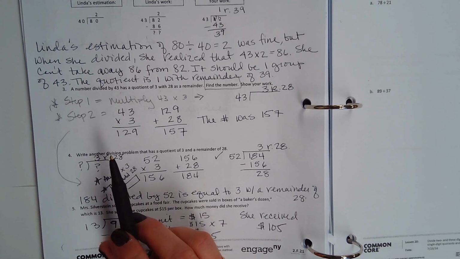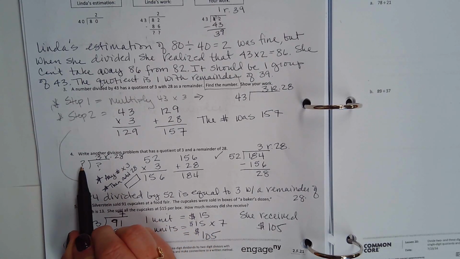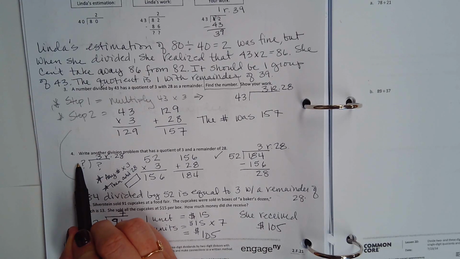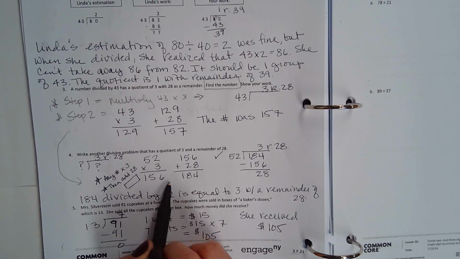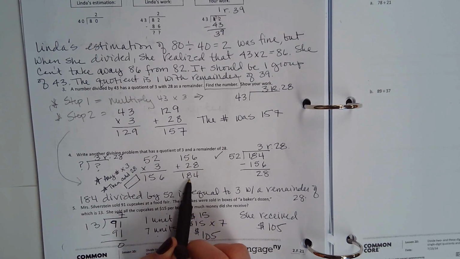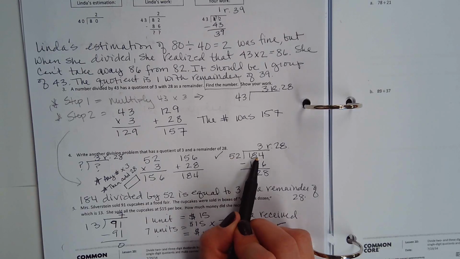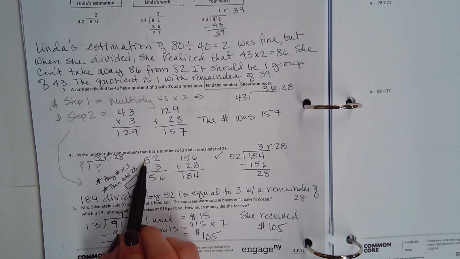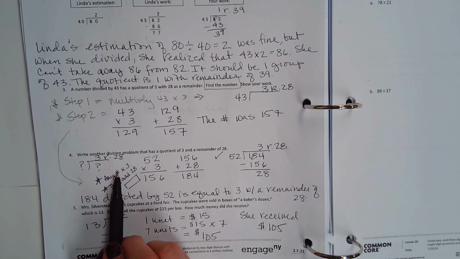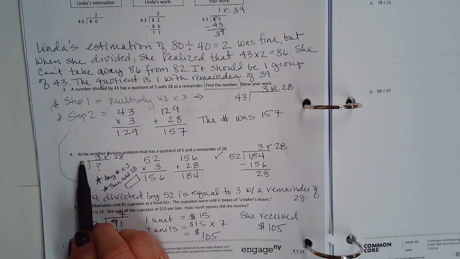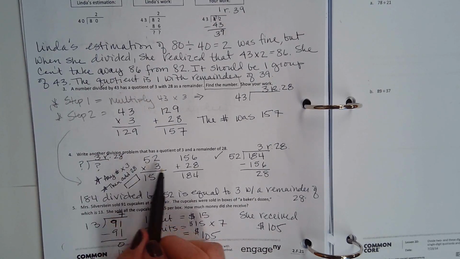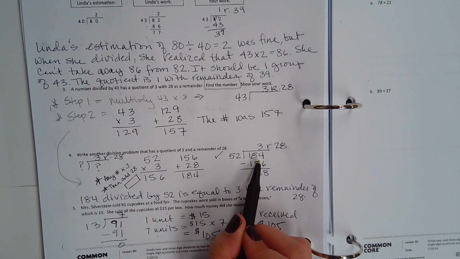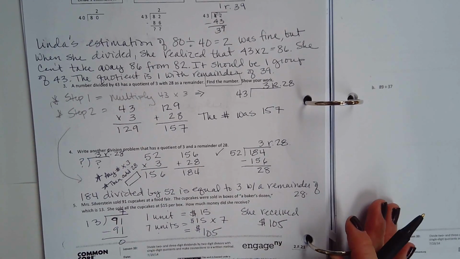Okay, so any number times 3. You're going to choose a number for here: 10, 15, 27. I chose 52. 52 times 3 is 156, and then I added 28, and guess what? I have my new numbers to go inside of my problem. So here is the tip of the day. Any number times 3 is going to give you a number. Now you add 28, the remainder, to that number, and that gives you your new dividend.